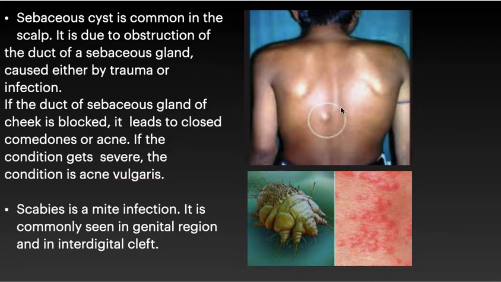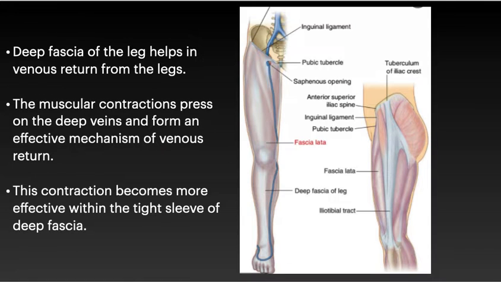Sebaceous cyst is a common condition of the scalp due to obstruction of the duct of the sebaceous gland caused by either trauma or infection. If the duct of the sebaceous gland on the cheek is blocked, it leads to closed comedones or acne, and this condition may get worse, called acne vulgaris. Scabies is a mild infection seen in the interdigital cleft and the genital region, where severe itching can be found.